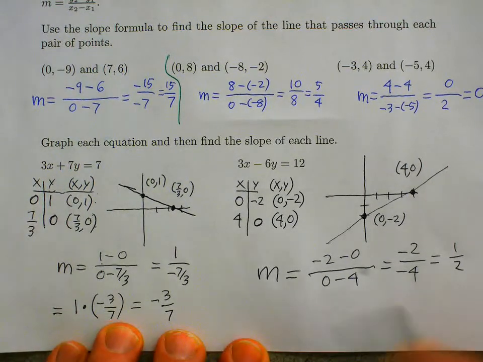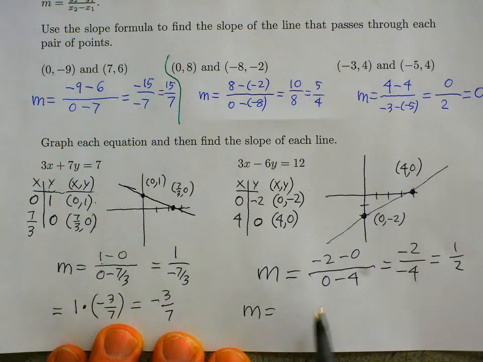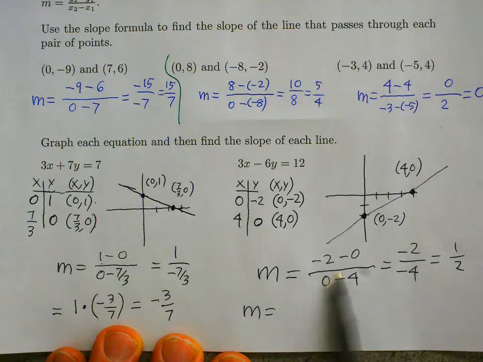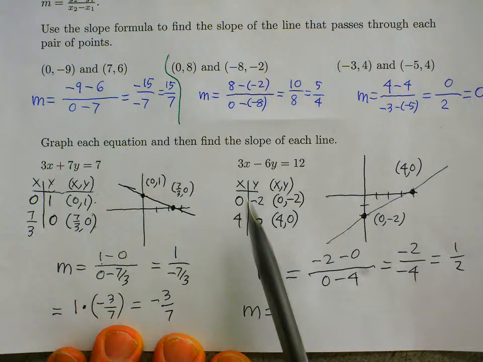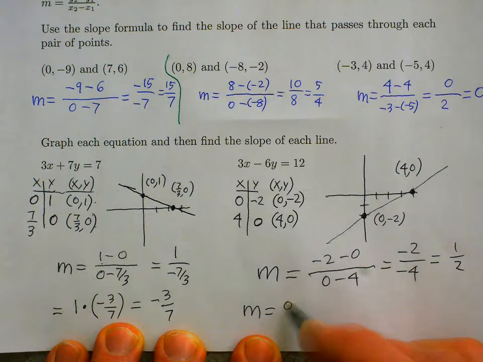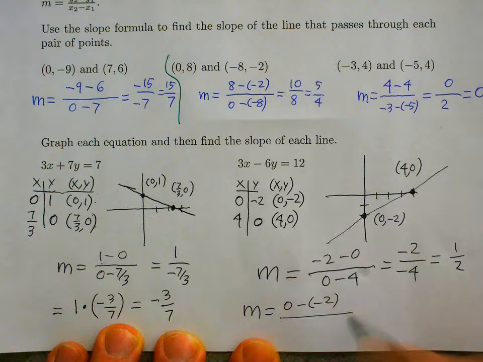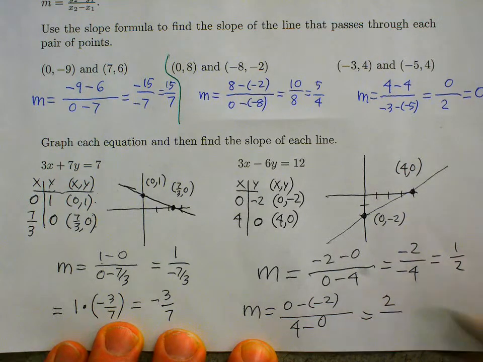Okay, let's find the slope using the ordered pairs in the other order. So in the previous one, I picked -2 minus 0 divided by 0 minus 4. We can do it the other way around. Instead, I can write 0 minus -2 in the numerator. And then in the denominator, 4 minus 0. 0 minus -2 is the same as 0 plus 2, which is +2. 4 minus 0 is 4. 2 divided by 4 is 1/2.